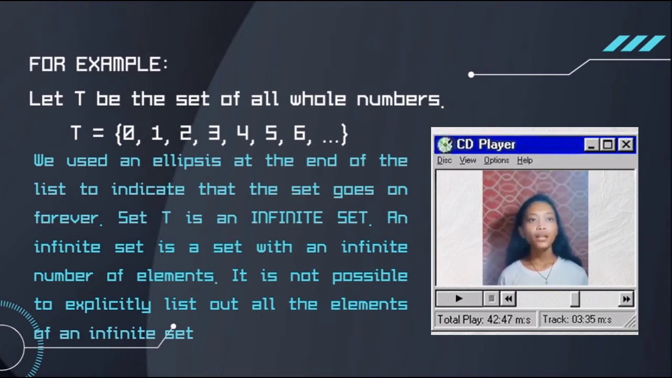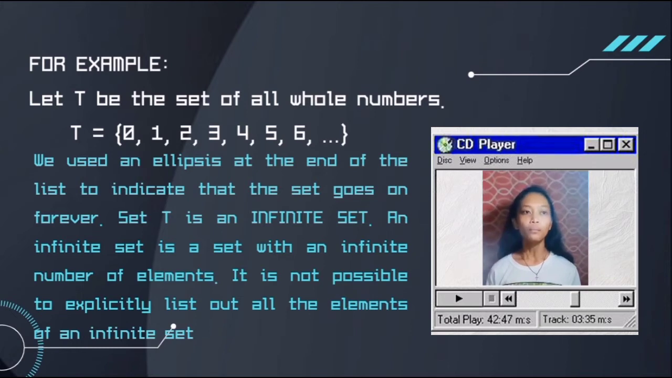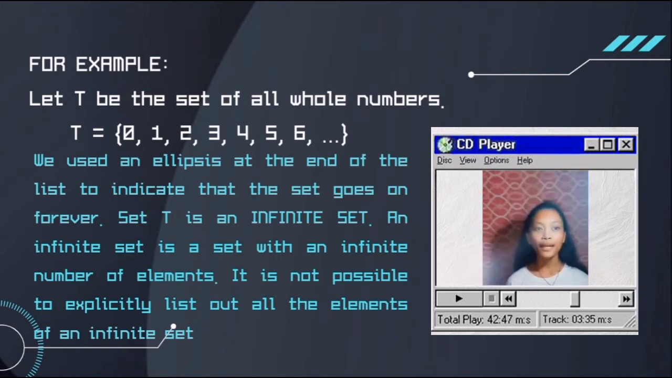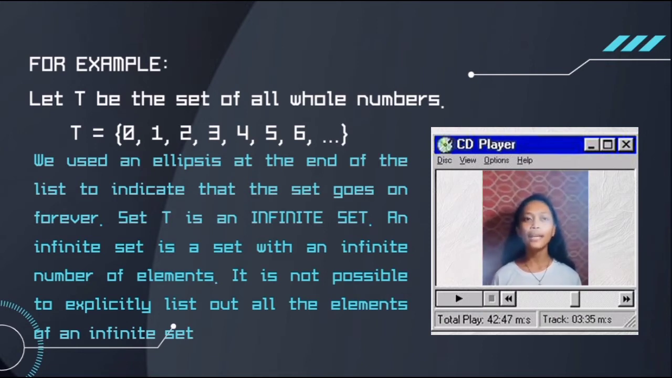let T be the set of all whole numbers. T equals braces 0, 1, 2, 3, 4, 5, 6, and so on. We use an ellipsis at the end of the list to indicate that the set goes on forever. Set T is an infinite set. An infinite set is a set with an infinite number of elements. It is not possible to explicitly list all the elements of an infinite set.